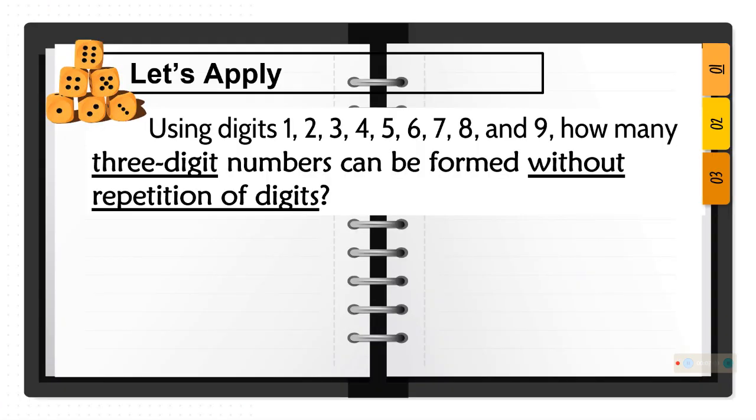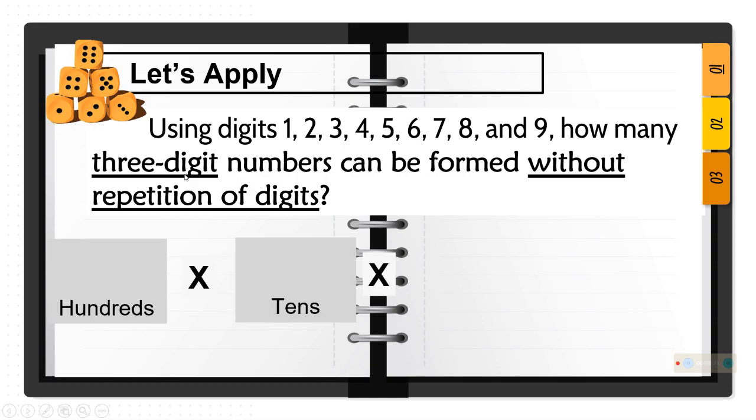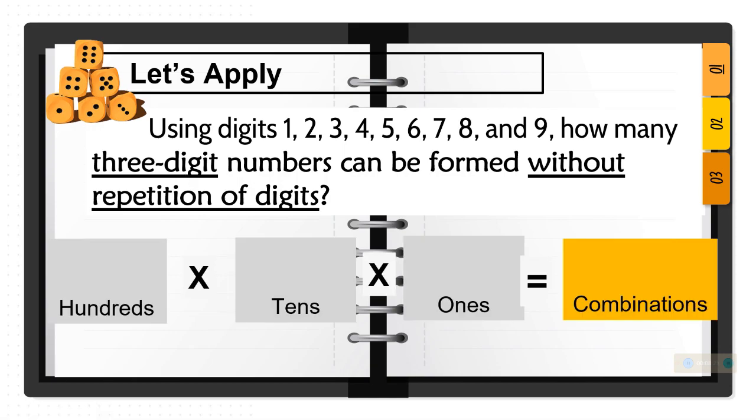Next, let's solve this problem. Using digits 1, 2, 3, 4, 5, 6, 7, 8, and 9, how many 3-digit numbers can be formed without repetition of digits? This time we have to find the 3-digit numbers. Since we have to form 3-digit numbers, we have to include the hundreds, followed by tens, then ones. Then we can find the number of combinations.